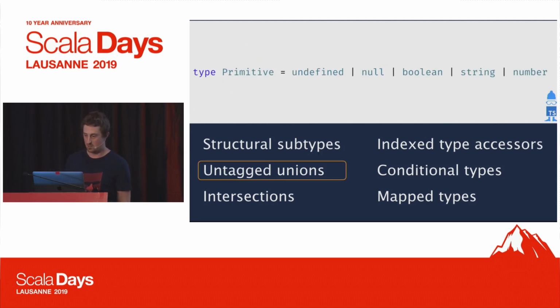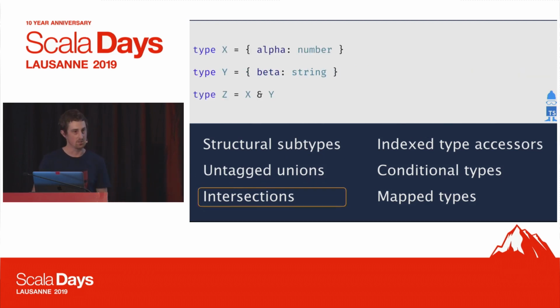It has untagged unions, just like Scala 3. It has intersections. So in this case, we have a type X and a type Y. The type Z has properties of both X and Y. So it has alpha of number and beta of string.